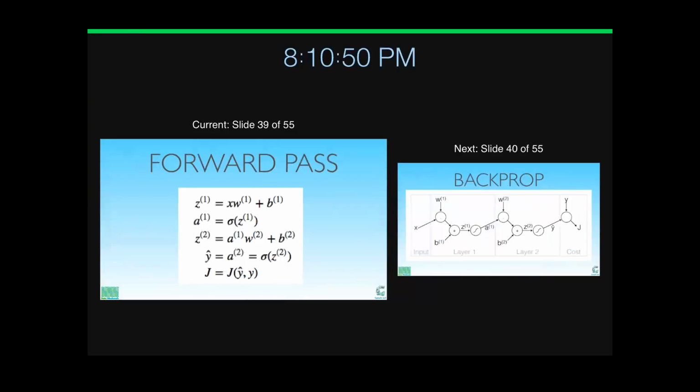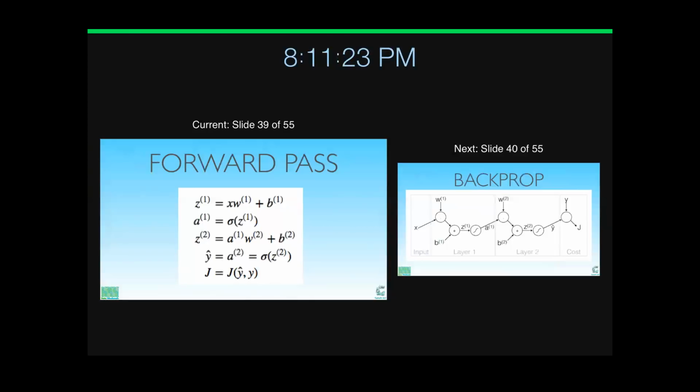Z1, I'm just rewriting as equations the same graph, no magic, okay? Z1 is X times W1 plus the bias, so a linear combination, followed by the sigmoid applied to Z1. This gives me the first activation. Then I take this and plug it into a linear node again. This gives me Z2. Sigmoid again. That's A2, which is also my output, so these are identical.